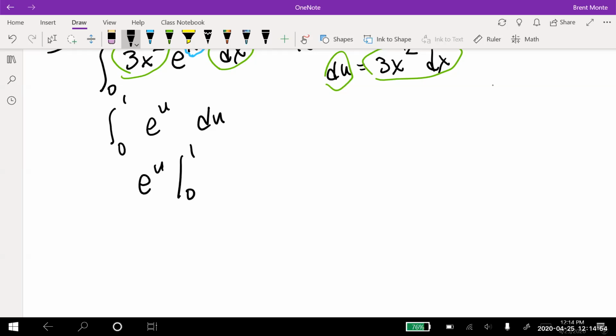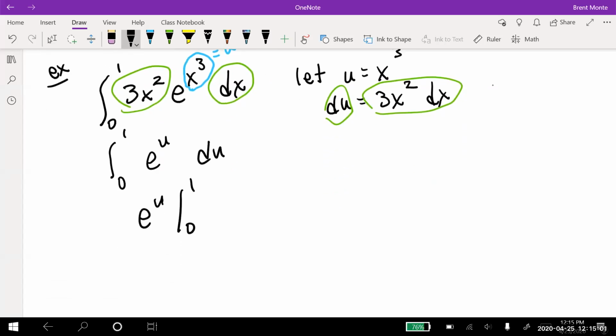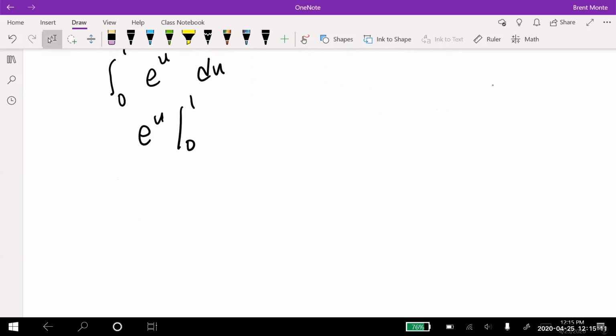Now, we have to be careful. That 0 to 1 up here, where we started, that 0 to 1 is in terms of x. It's not in terms of u. So now I have to resubstitute. And so remember, u is equal to x cubed, so we resubstitute just like we did. So now it's e to the x cubed from 0 to 1. Now I can plug the 0 and 1 in. So I plug in the 1 first, minus, then I plug in the 0.